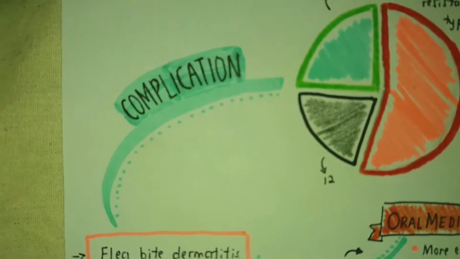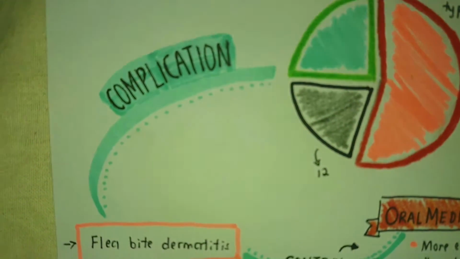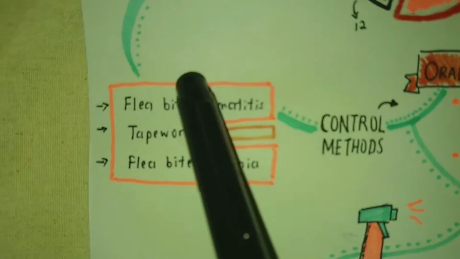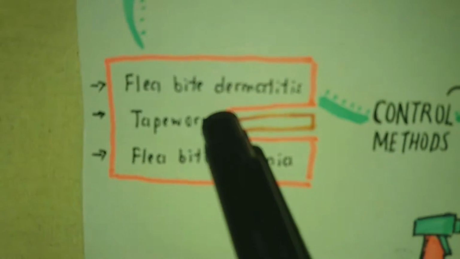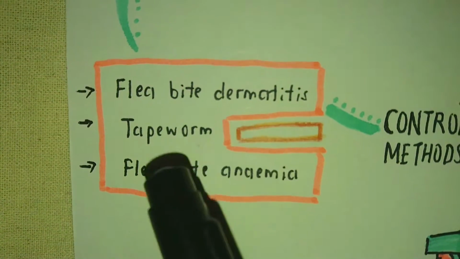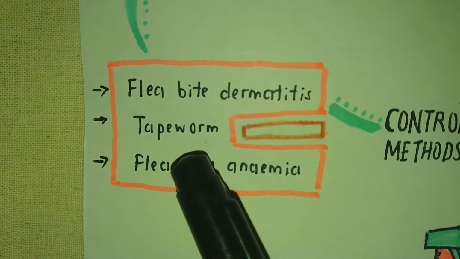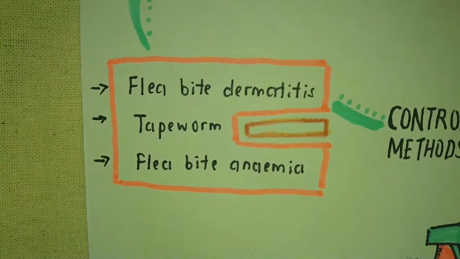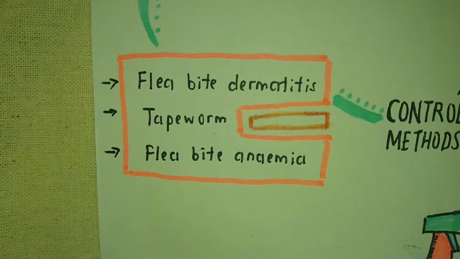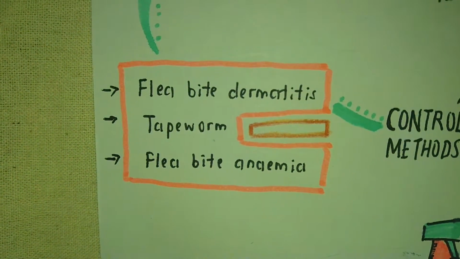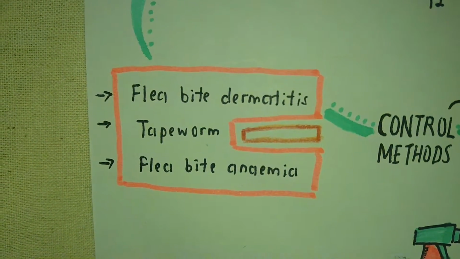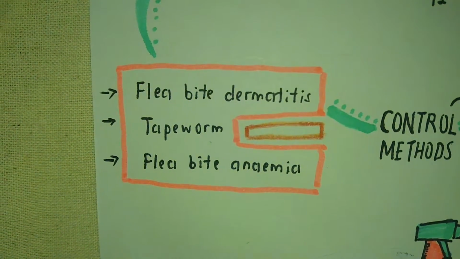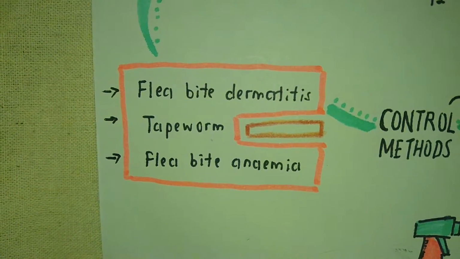Now we will talk about complications. There are 3 complications that are caused by the fleas. The first one is flea bite dermatitis. Flea bite dermatitis is a special allergy to flea saliva, which will lead to intense itching and scratching on any surface of the skin of the dog, but the most frequent site is the back and base of the tail.